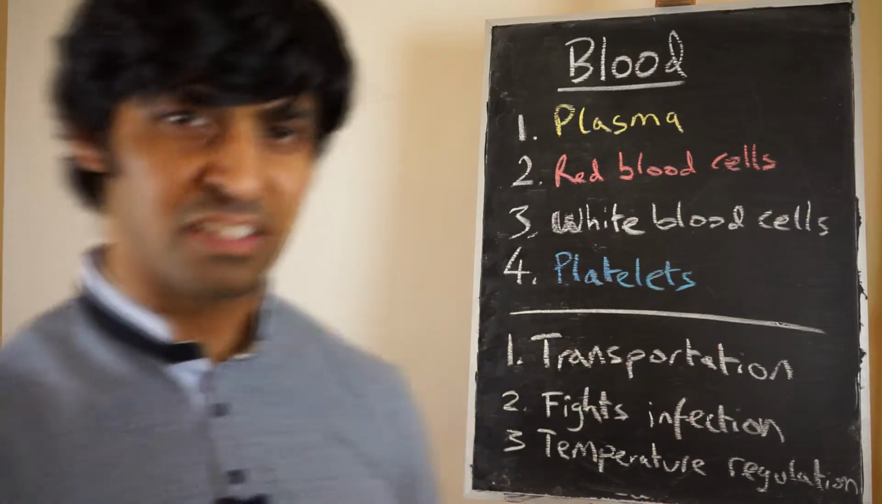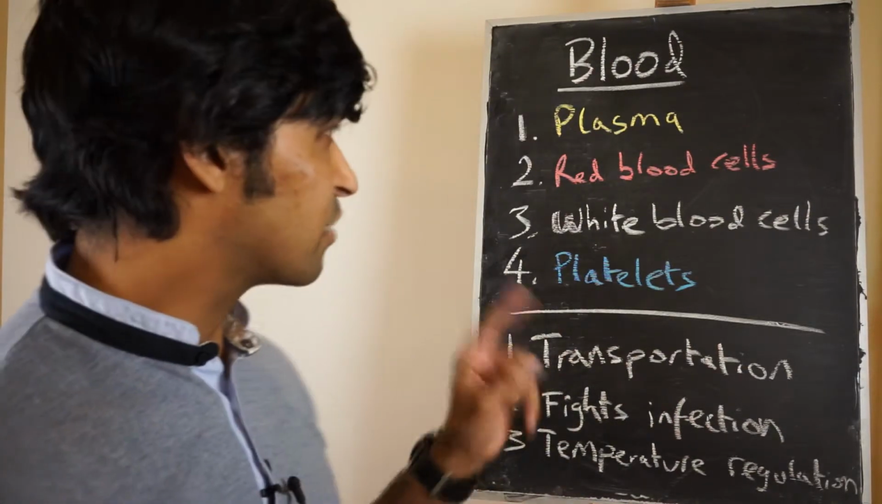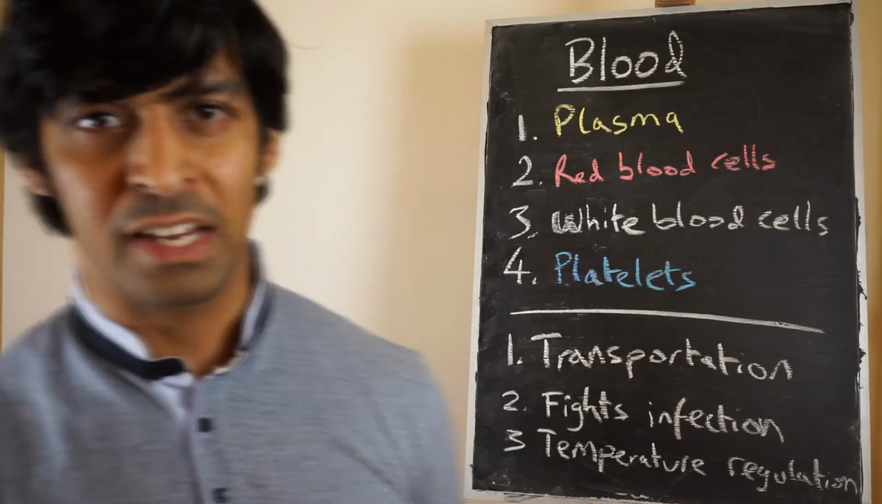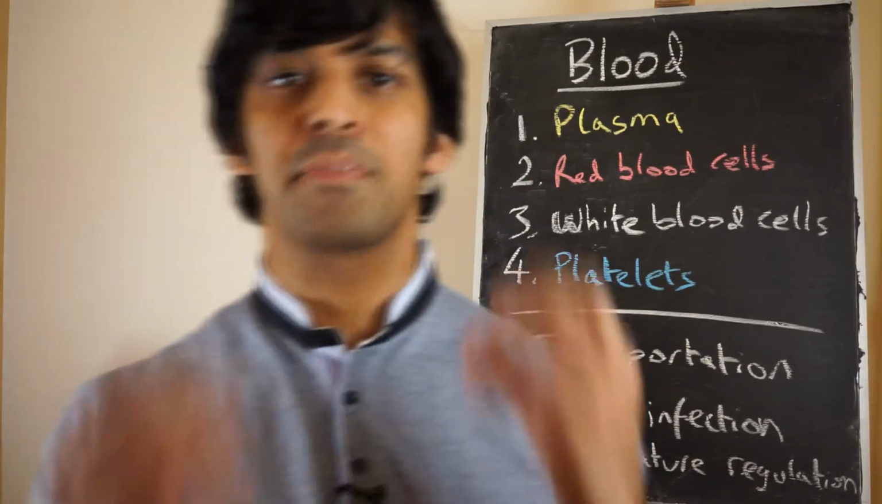And finally, and this is the one that people forget, blood is very important for temperature regulation. On a hot day, what happens is your blood vessels near the surface of your skin dilate, meaning they get a little bit bigger. And the whole surface of your skin goes red, and you can feel the heat coming off. So you do this to lose heat.